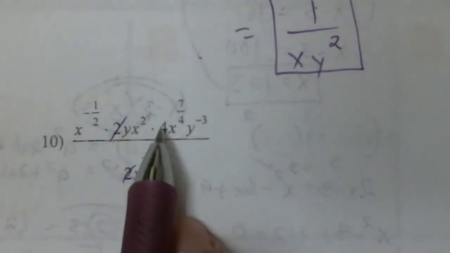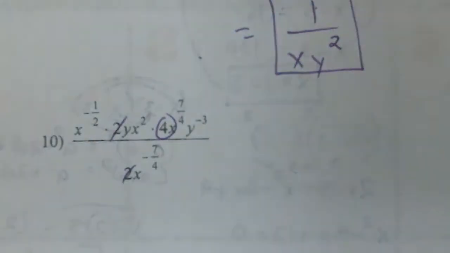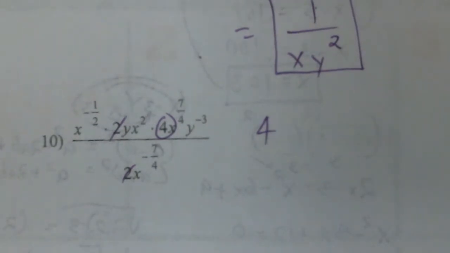Or you could have done 2 times 4 is 8. 8 divided by 2 is still 4. Okay, so I'm looking at that and thinking, there's going to be a 4 out in front on top. If there ends up being a fraction, it's going to be in the numerator. So I've got a 4 out front.